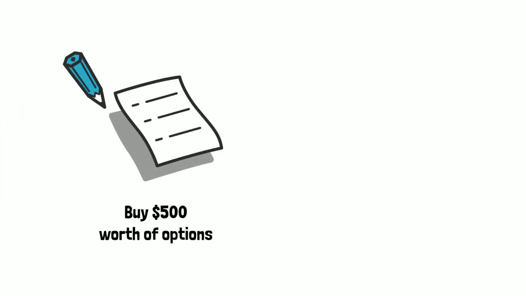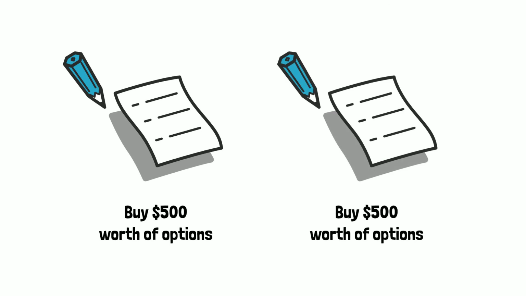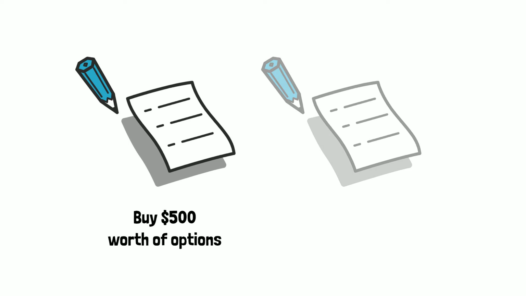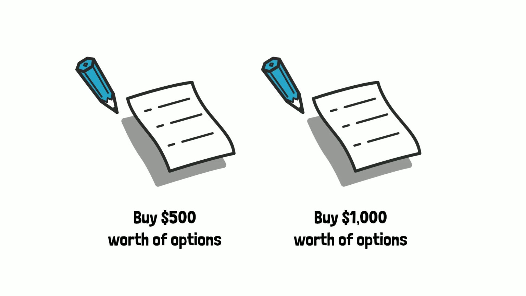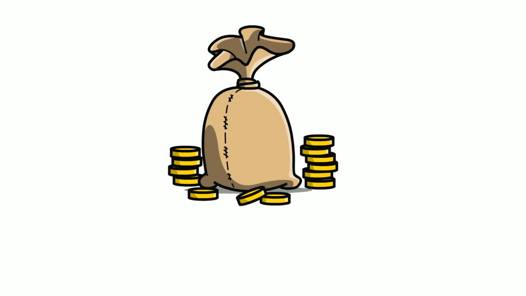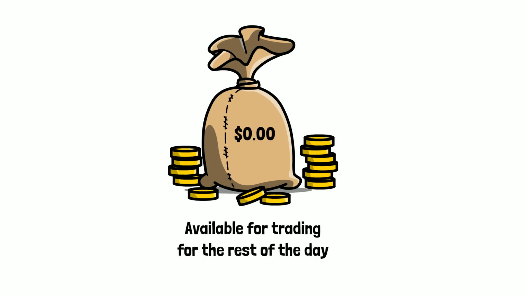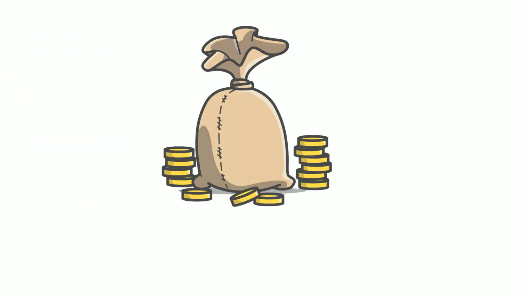If you bought $500 worth of options and then bought another $500 worth of options and then sold the first $500 worth of options and then you bought $1,000 worth of options, you would not be able to buy any more options that day because you had already used all of your available cash. Even though you closed out the first trade, it won't settle until the next day, so that cash is no longer available to you until it settles.